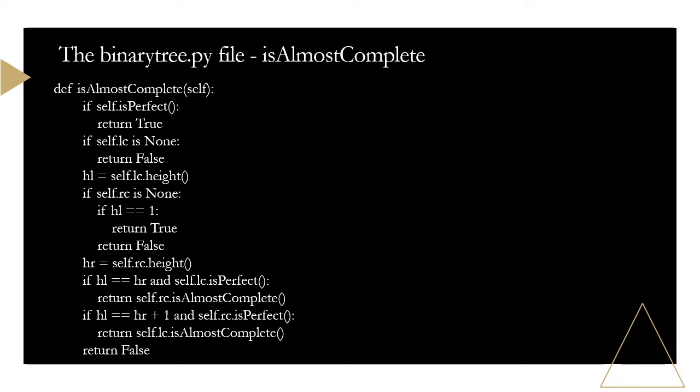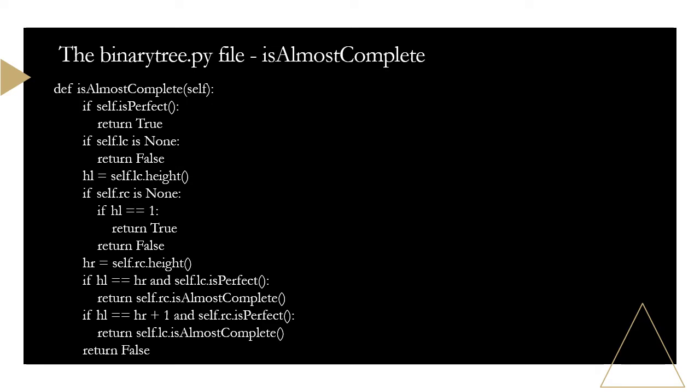Correct? Now you have a tree with at least 2 nodes because the first if condition is not met. Come to the second if. Is there a left child? If the left child is not present and you have 2 nodes, this means that you have a root and you have a right child, but you have no left child. So this is not almost complete. So you return false.